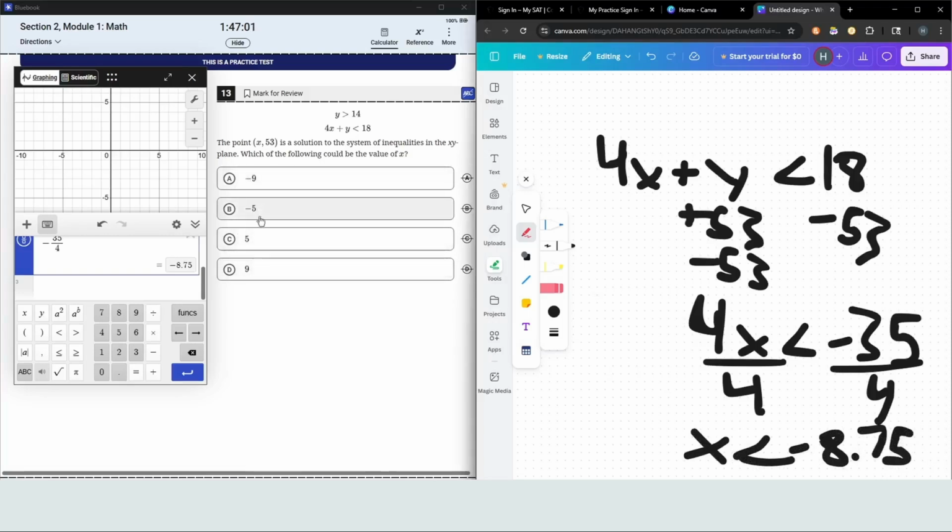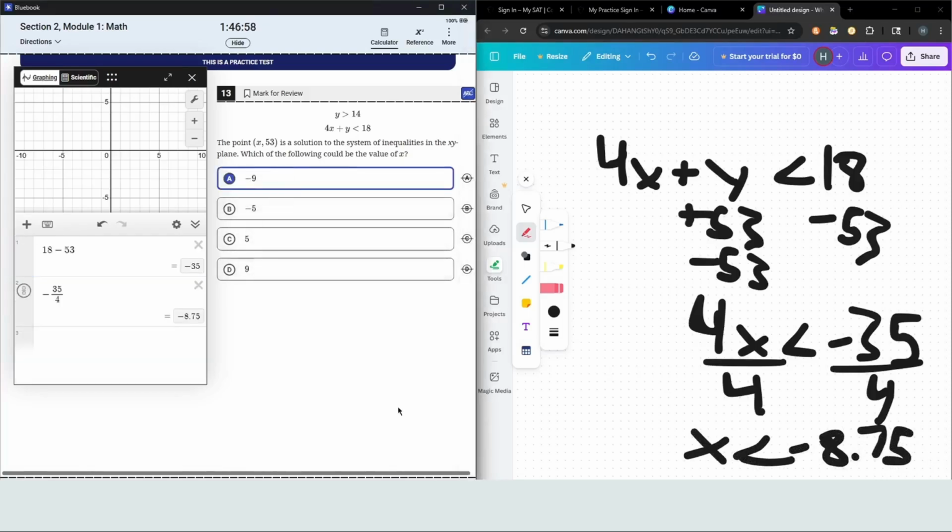Look at the answer choices. Which number is less than negative 8.75? It's negative 9, so that's your answer.